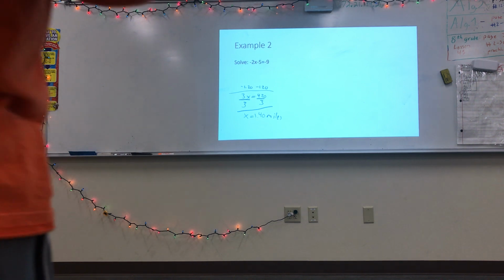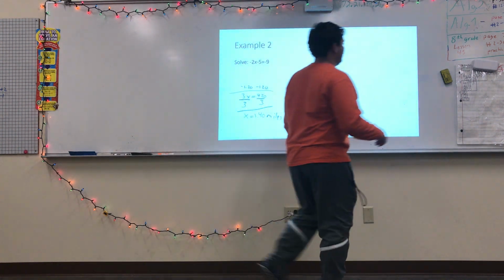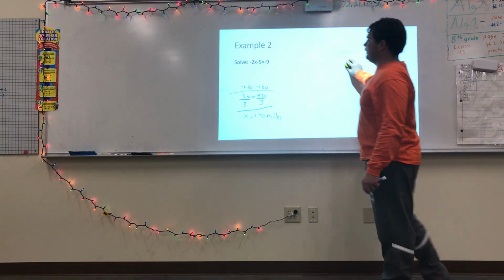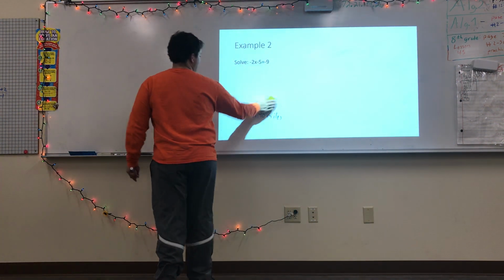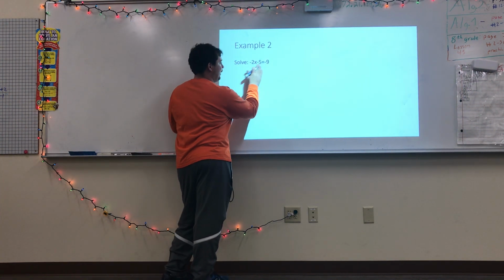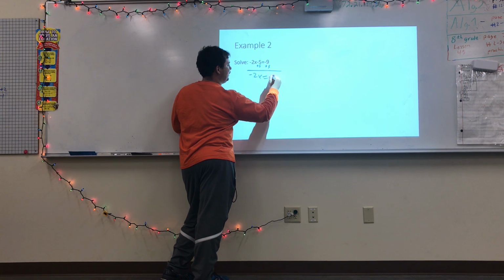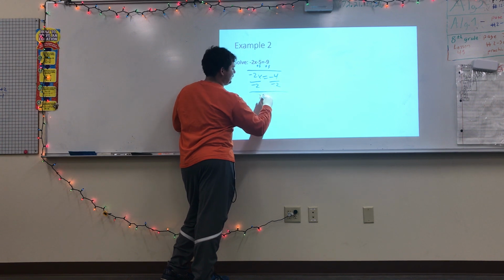Now we got another one here. We got a little bit more negatives on this one though. Don't worry too much about it. Just got some negatives. We'll see if we can get them to cancel out and get them out of there. Alright, so this one, I'm going to do my adding and subtracting first. I'm going to add 5, add 5. I'm going to get negative 2x equals negative 4. Divide by negative 2, divide by negative 2, x equals 2.